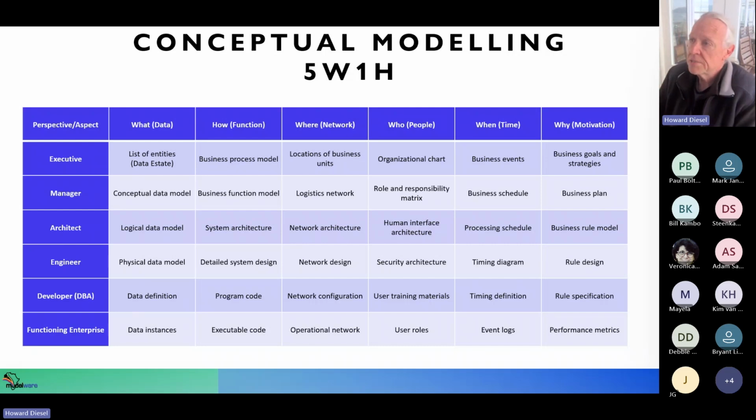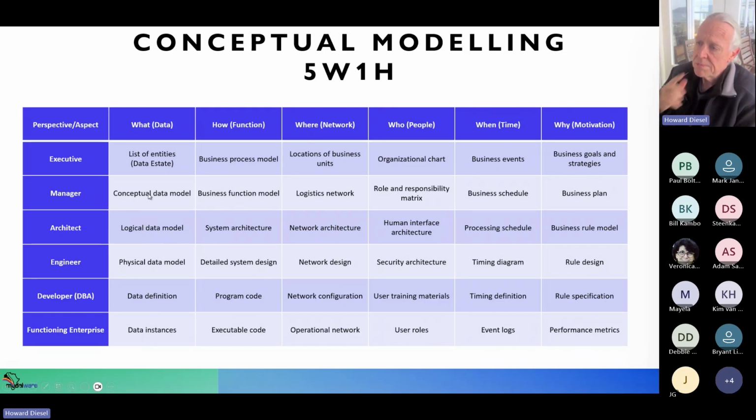So here's Mr. Zachman, the what of data. At the executive level, it's a list of entities. It's your subject area model, your data estate. Then the manager refers to the conceptual data model, the logical data model. Then we go into engineering. Then we go into the developer or the DBA. That's the data definition. And then we go into data instances.